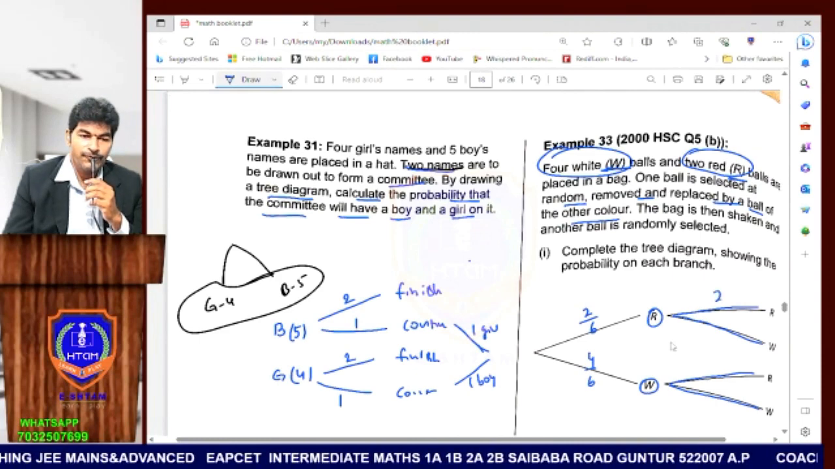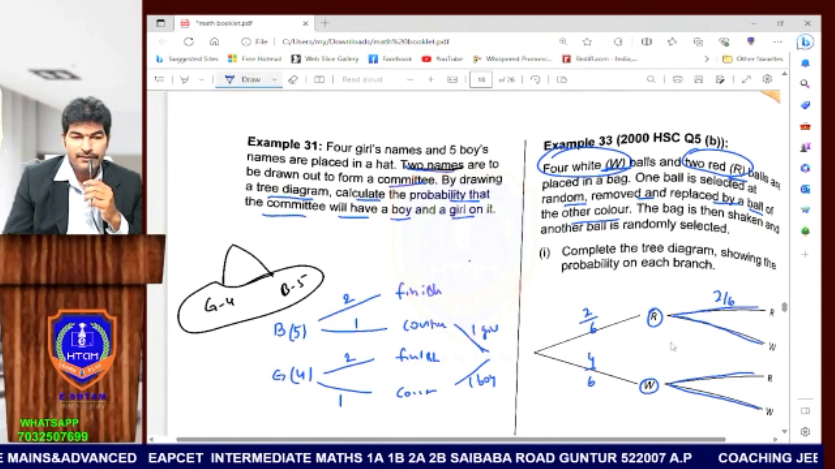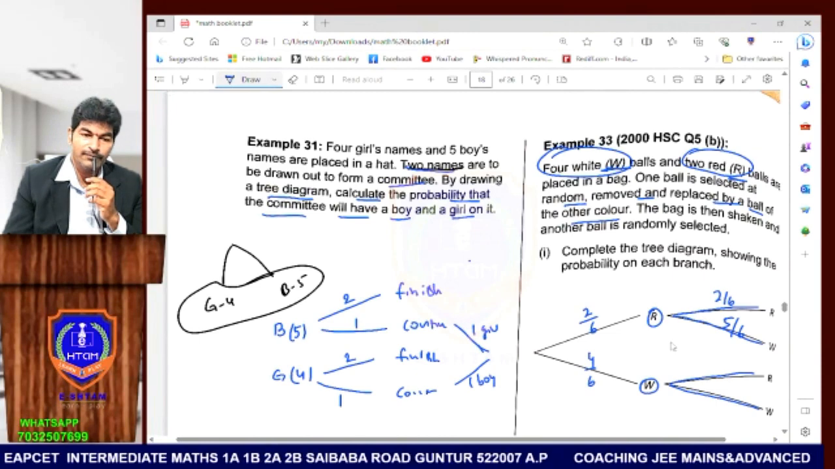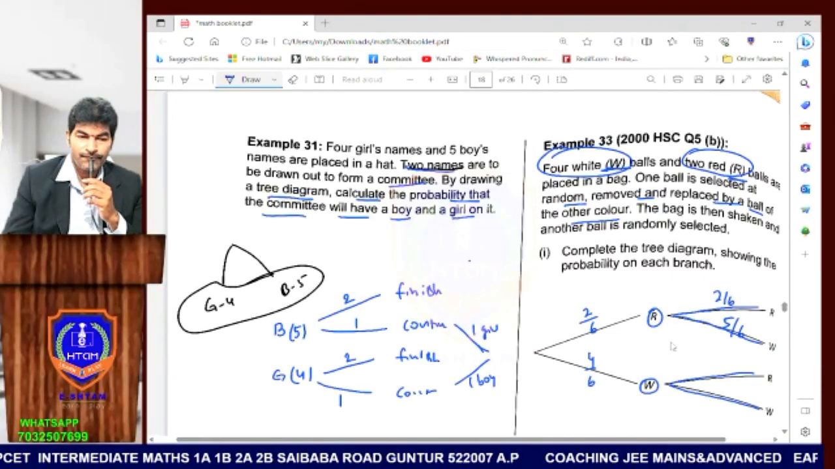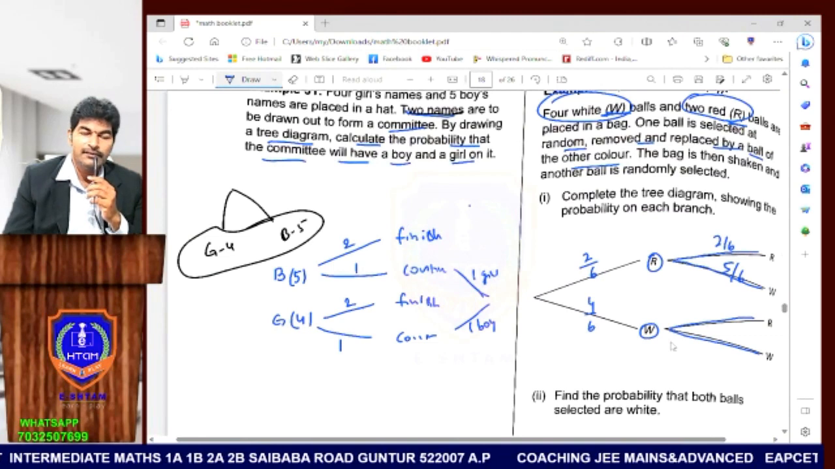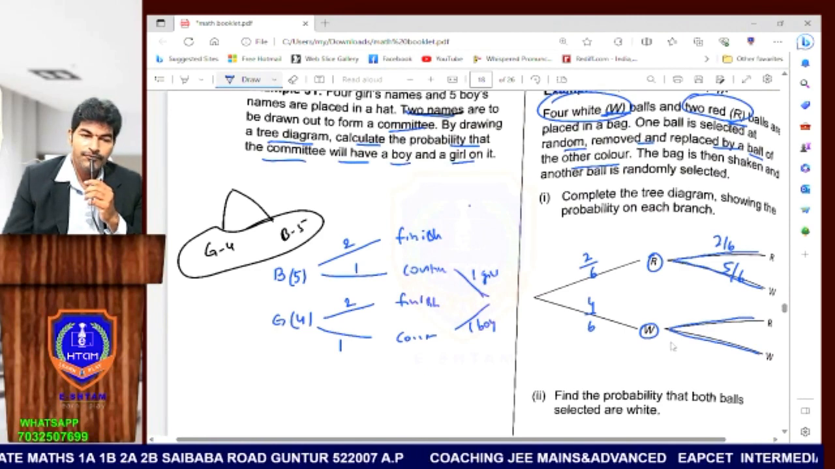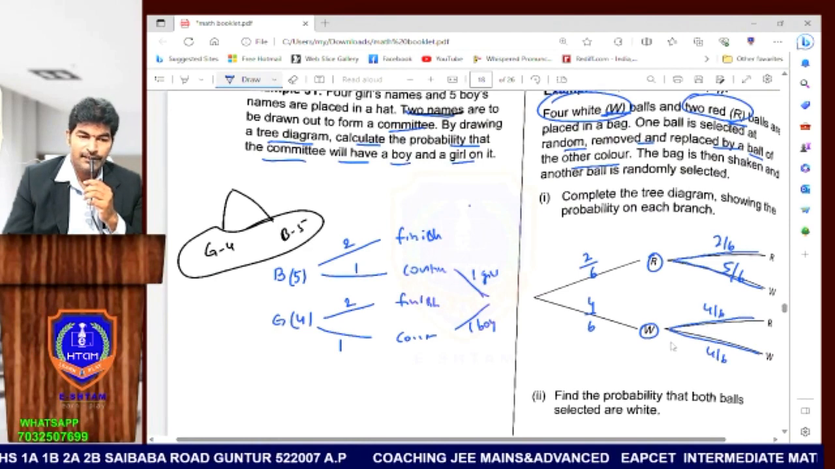Selecting and removing has the same probability. And for the replacement, one more white ball is added to that. So how many white balls are there now? 4 were already there, right? 4 white balls. One more ball is added, and again 6 balls because one ball was removed from there. So 5 by 6. Understood? Yeah, I got it. Again, for removing, the same probability, we'll get 4 by 6. No, this is 4 by 6.